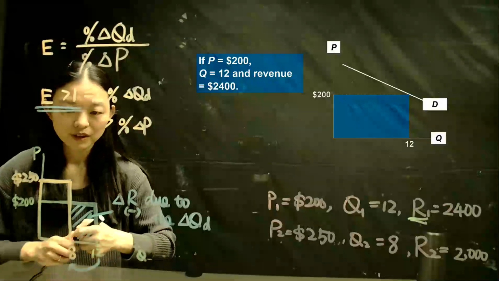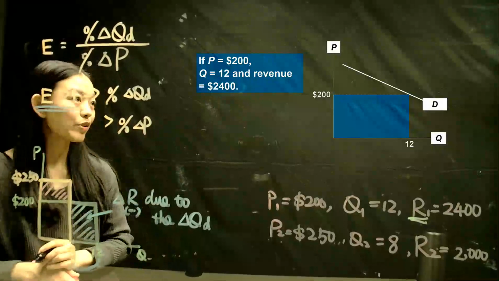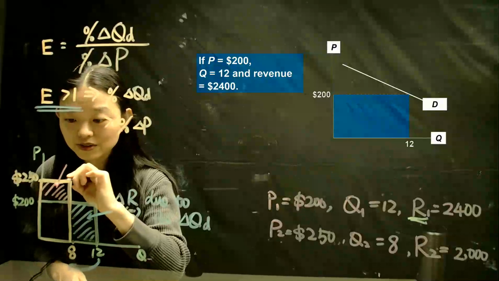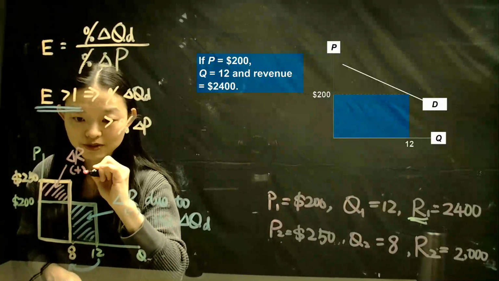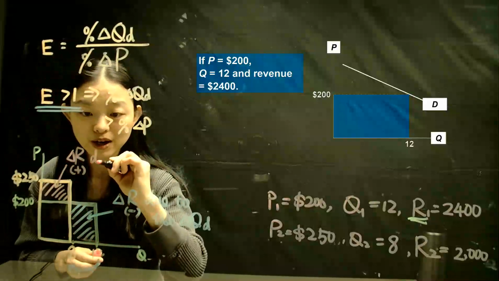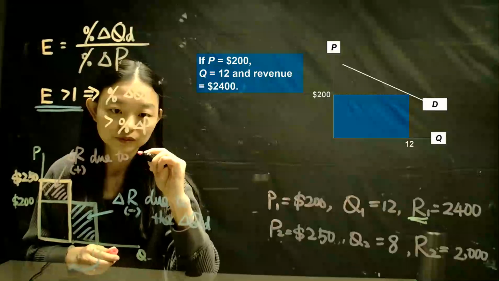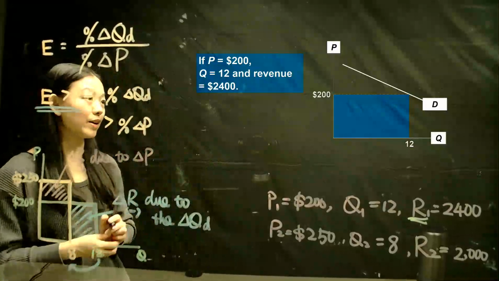And this part will represent the gains. I put the positive sign here. The gains in total revenue due to the higher price.